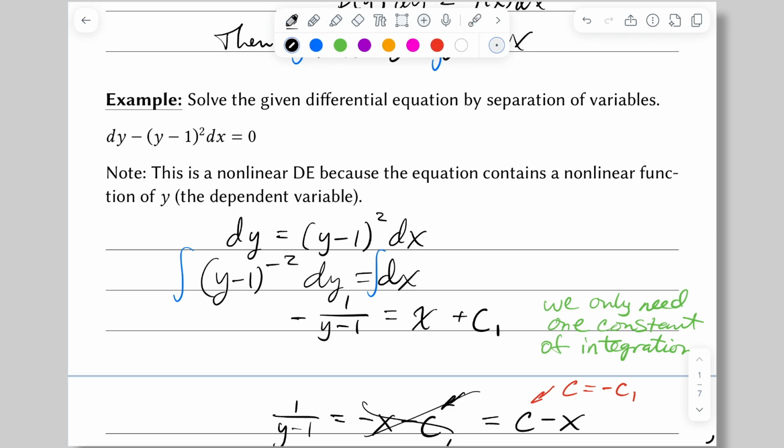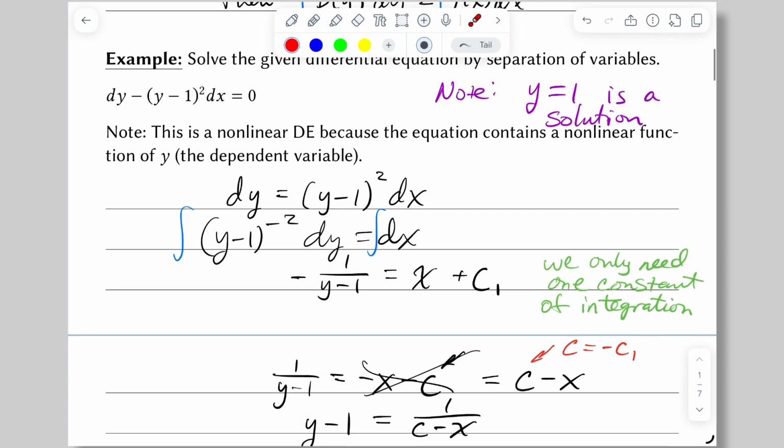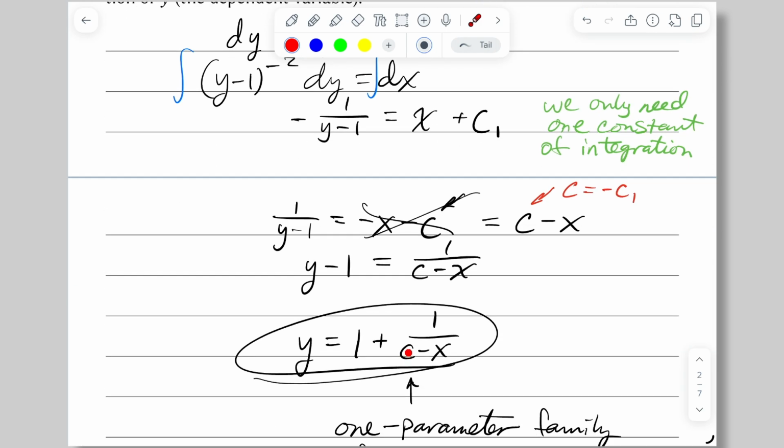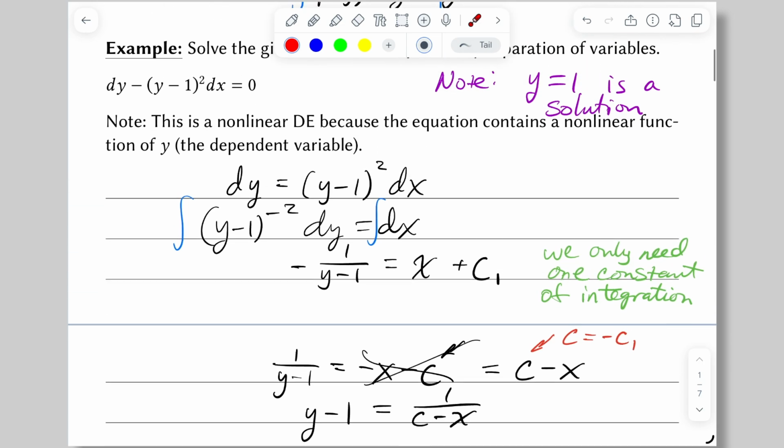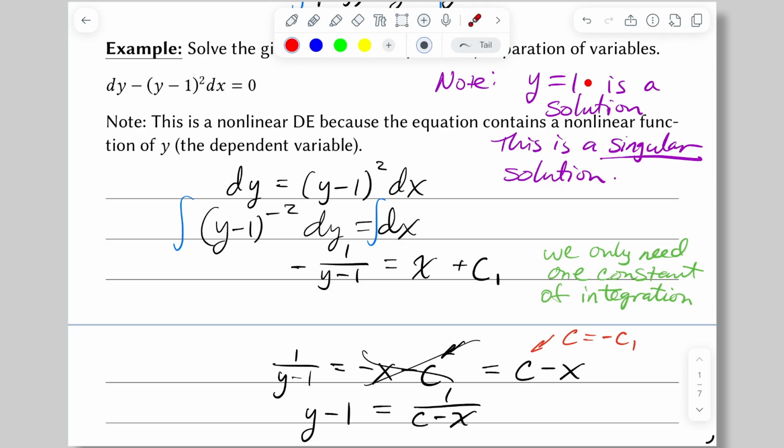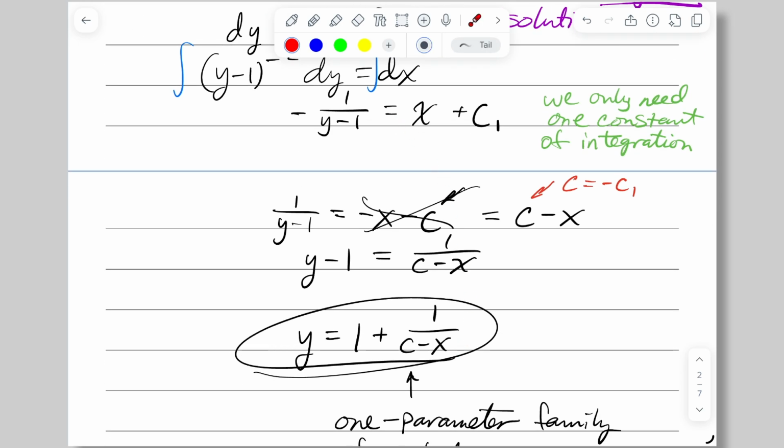And I want to note that y equals 1 is a solution to the differential equation. If y is equal to 1, then y minus 1 is 0. And if y is equal to 1, then dy is 0, the differential. And then I would have 0 minus 0 equals 0. It solves the differential equation. This is not one of the solutions that we can get by putting in a particular value in place of c. And so it's referred to as a singular solution. It solves the differential equation, but it didn't come from this process.